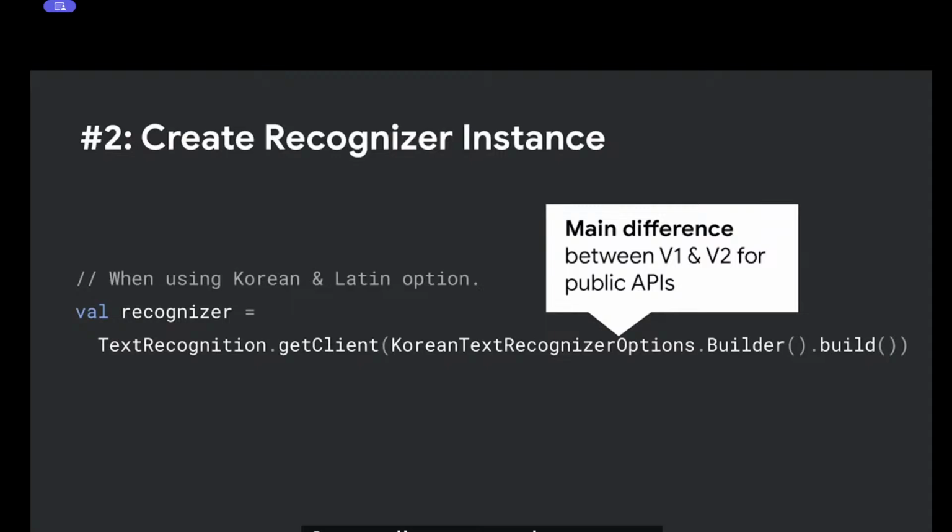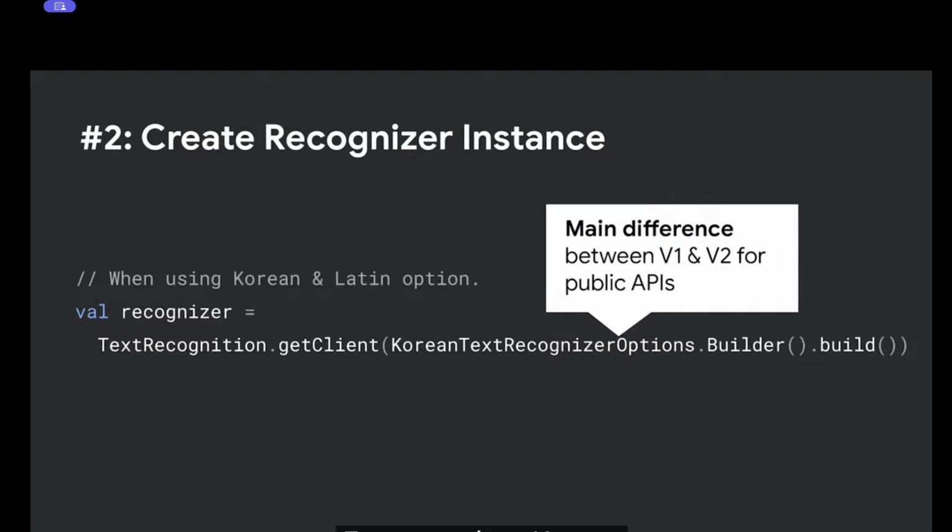Secondly, we need to create an instance of the text recognizer. In V1, there's only one option available, which is Latin only. But V2 provides 5 different options. The main difference between V1 and V2 APIs is that V2 uses text recognizer option classes to choose the desired option when creating a text recognizer instance.